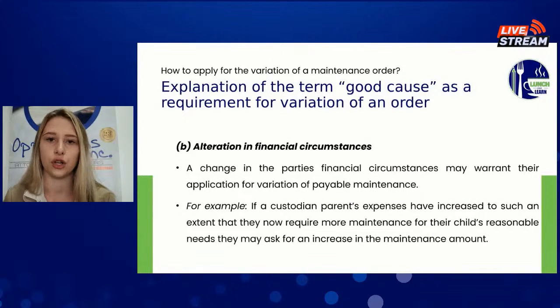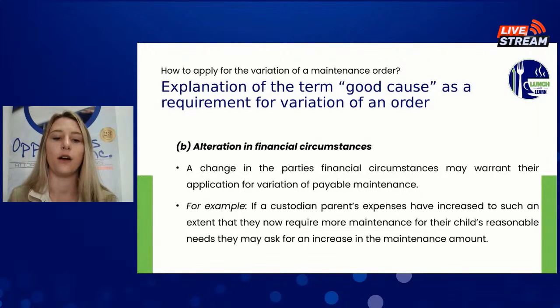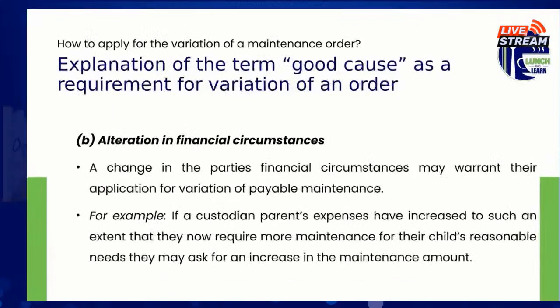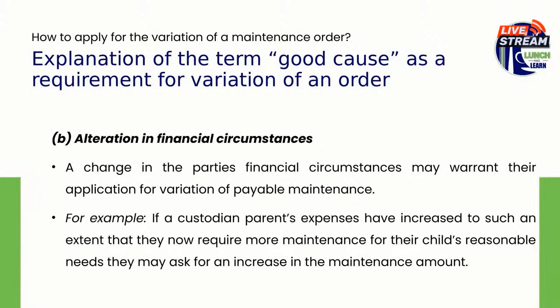Alteration in financial circumstances. What does this mean? Well, a change in the party's financial circumstances may warrant their application for a variation of payable maintenance. So, for example, if a custodian parent's expenses, the custodian parent is the primary parent, so the child lives primarily with this parent. If their expenses have increased to such an extent that they now require more maintenance for their child's reasonable needs, then they may ask for an increase in the maintenance amount.